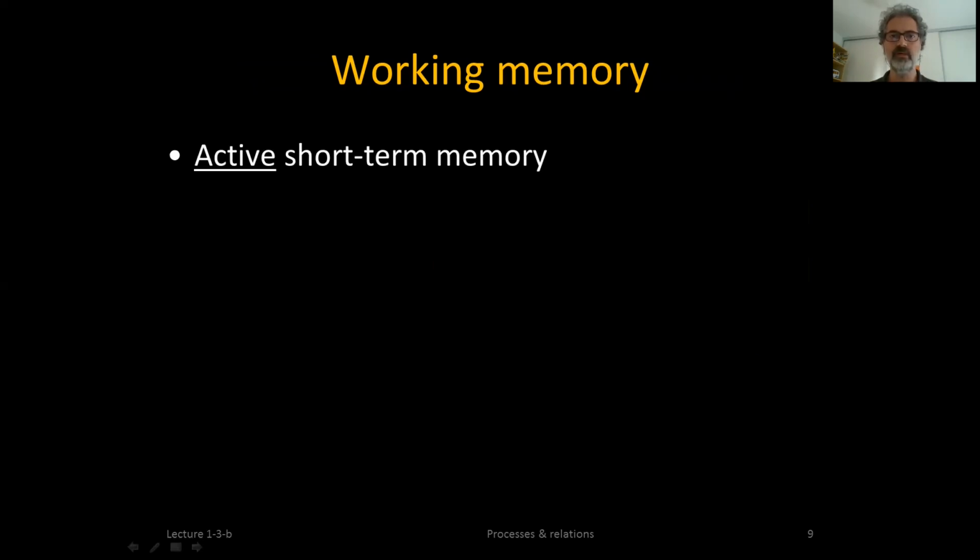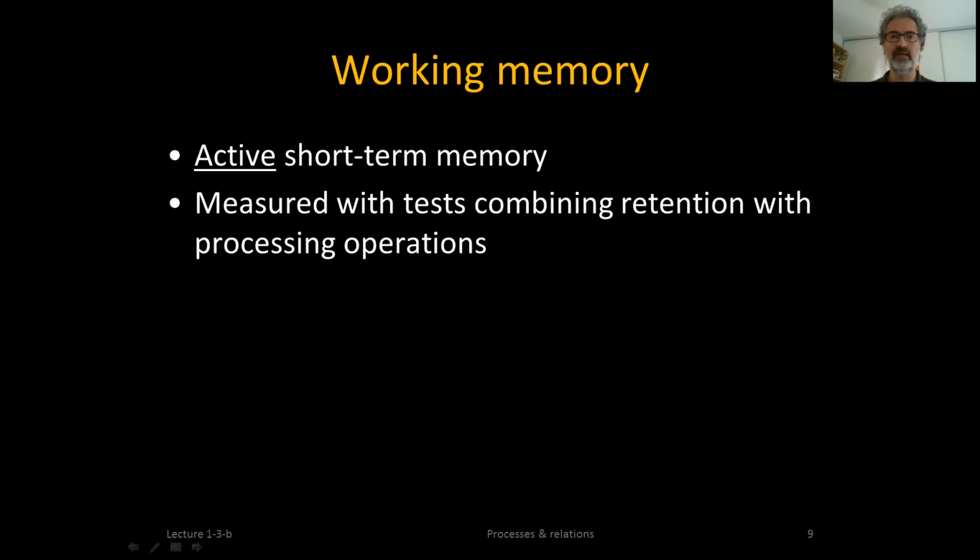Short-term because we're talking about things you can remember for a short period of time, and active because working memory also includes the idea that you're processing this information and not just retaining it. So there is both a processing requirement and a retention requirement. And that's how it's measured, with tests that make both demands simultaneously. Tests that require you to both retain something in memory and process it actively at the same time.